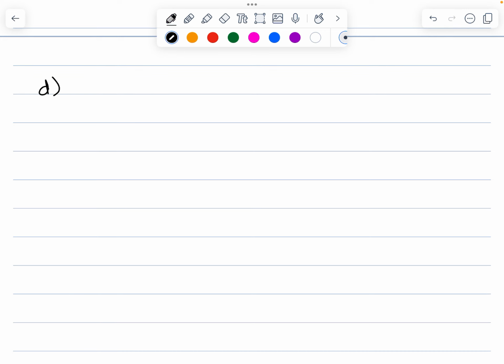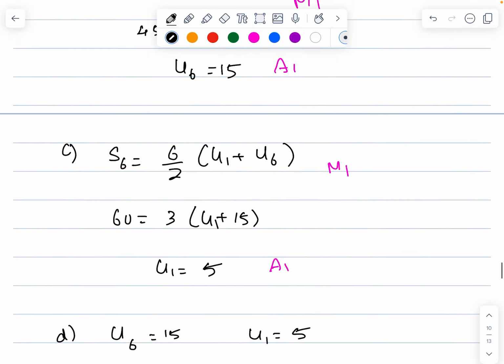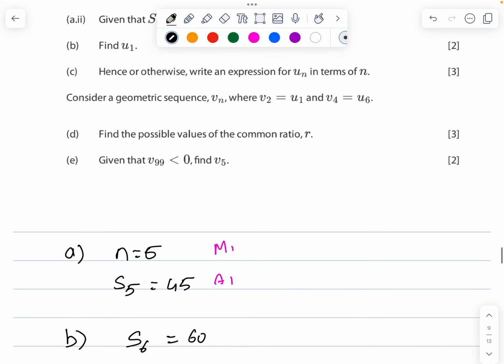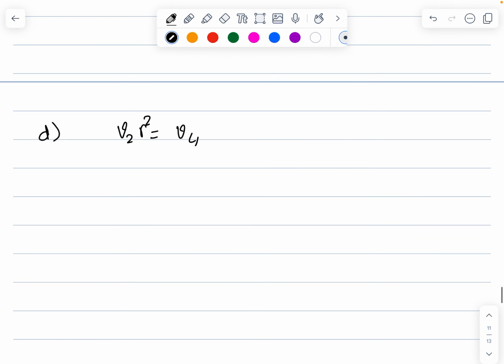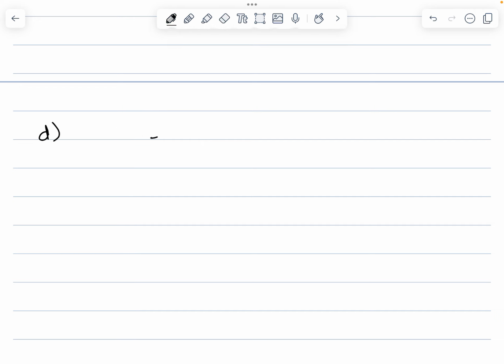So for part D, we know that V2 upon V4 is equal to what it says. What is being told over there? V2 equals U1 and V4 equals U6. Or else I will do it out like this. V2 equals U1 and V4 equals U6.